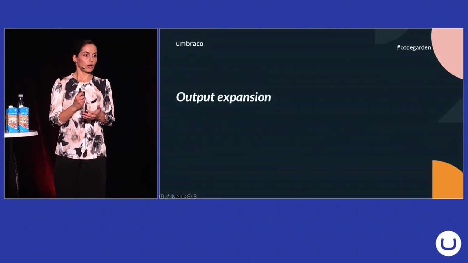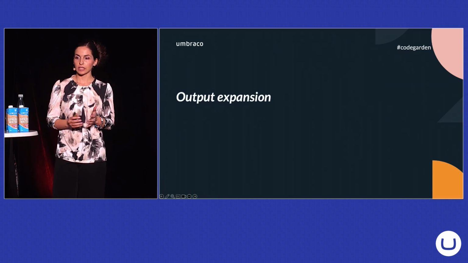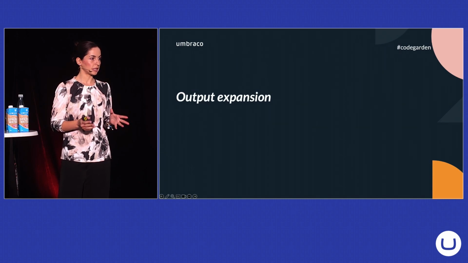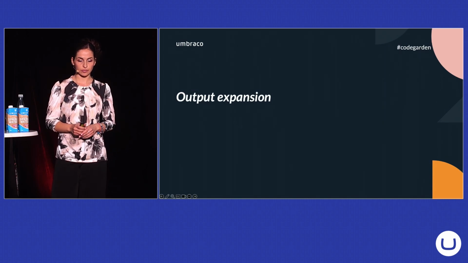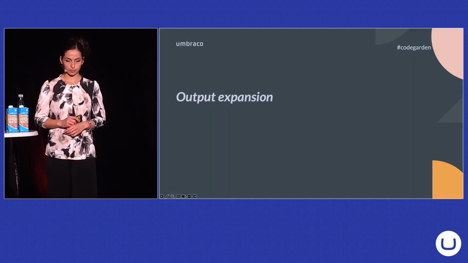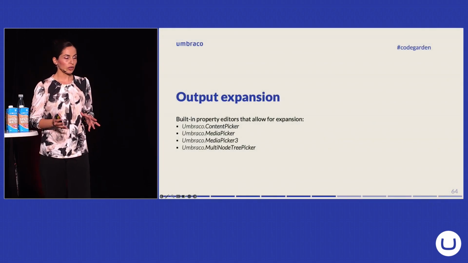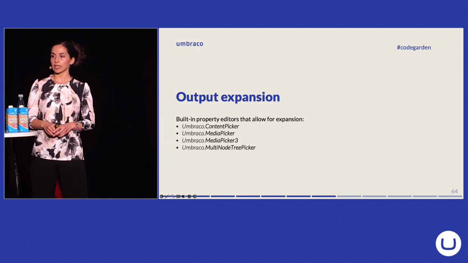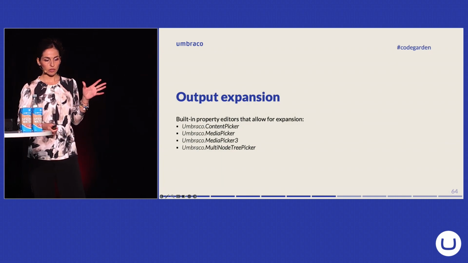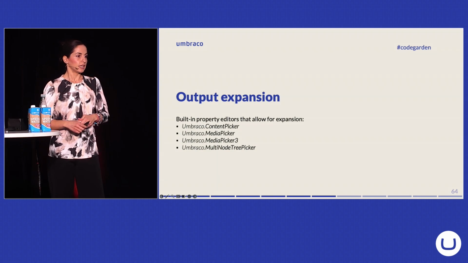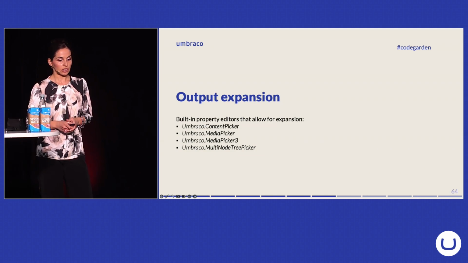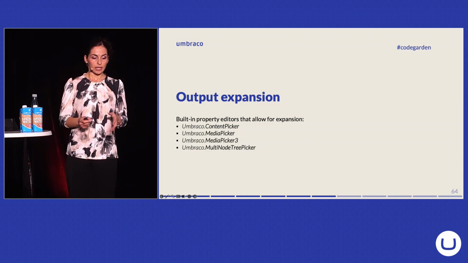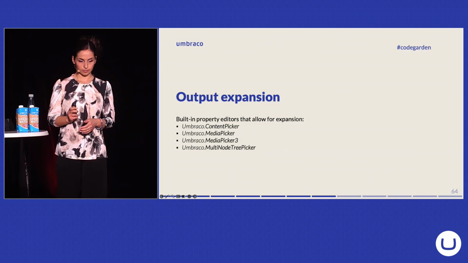Now, let's recall the output expansion. It allows us to retrieve additional data about related content or media in the API's response. Let's have a look at some examples. Before, I mentioned that you'll be able to expand all or specific properties of the content as long as they are expandable. So the built-in property editors in Umbraco that allow for expansion are the content picker, the media picker legacy, the media picker tree, and the multi-node tree picker.